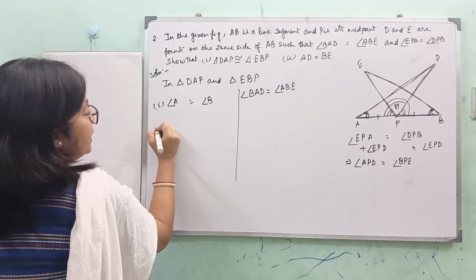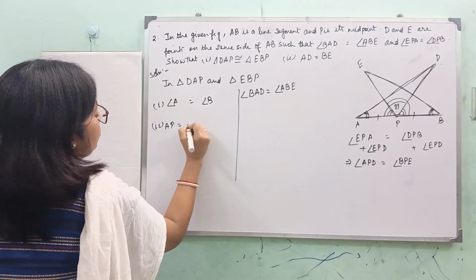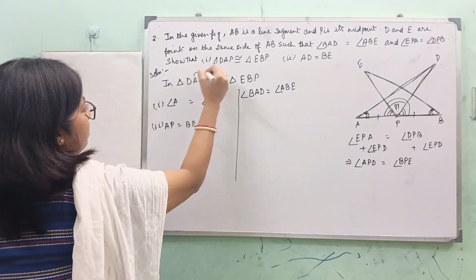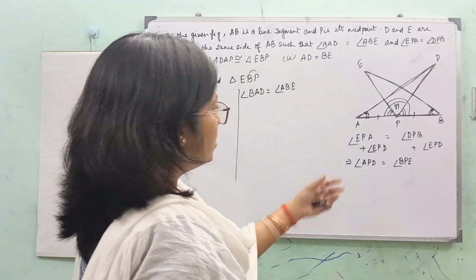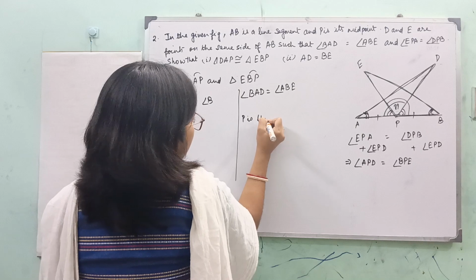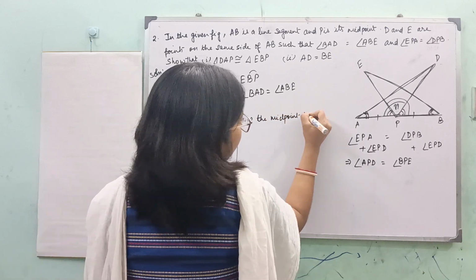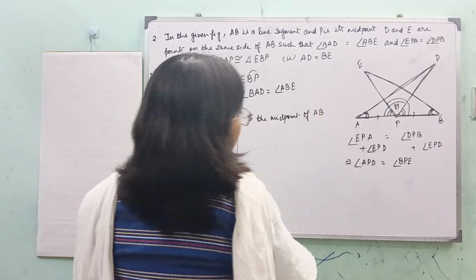All right. Next is AP equals BP. Reason: P is the midpoint of AB, that is given. P is the midpoint of AB.